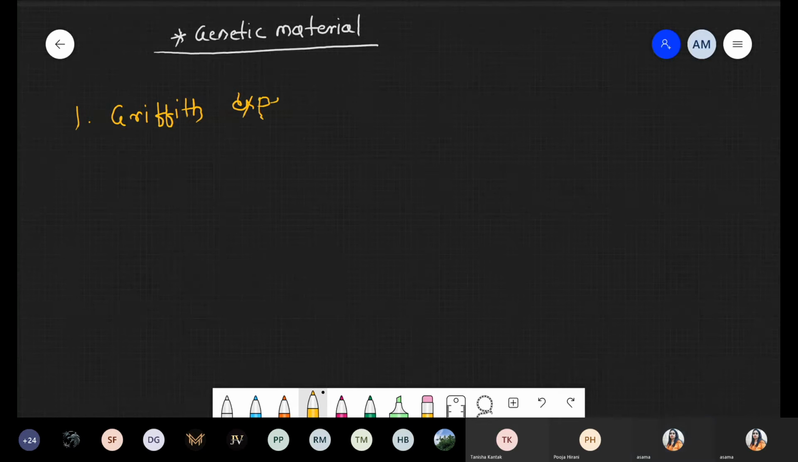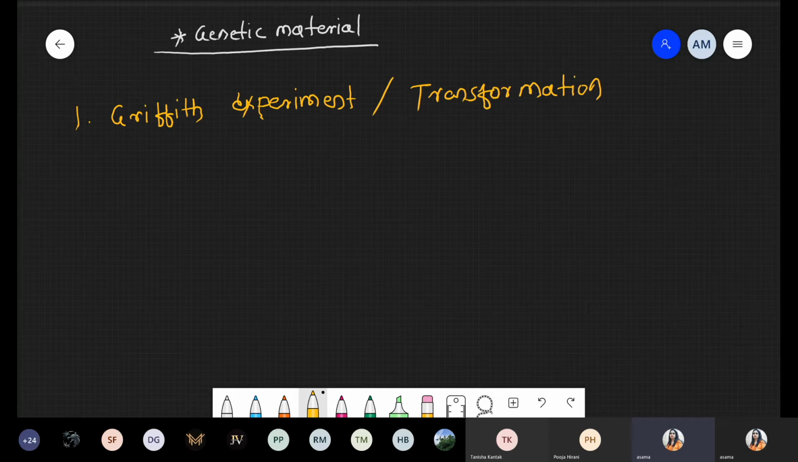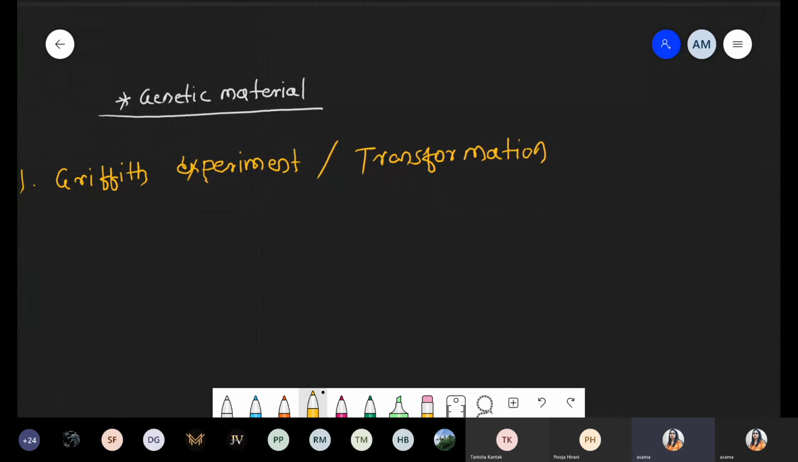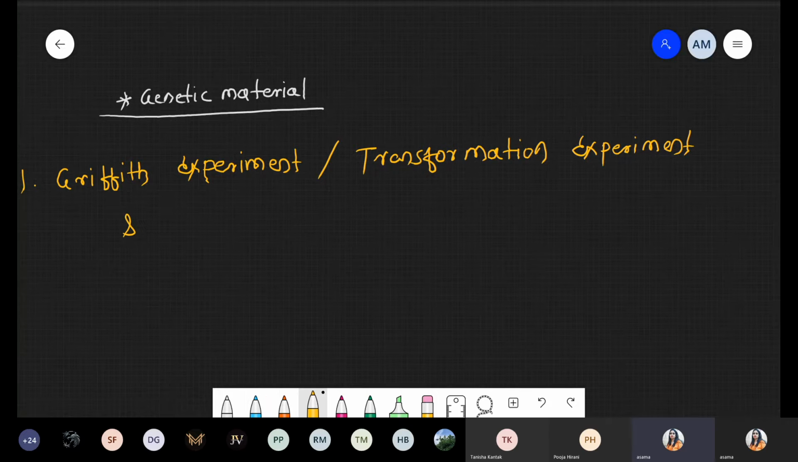First experiment, the Griffith experiment, also called the transformation experiment, because Griffith first explained the process of transformation, how DNA is transferred from one cell to another, from one bacteria to another bacteria. That is the transformation experiment. Now we talk about the scientist who discovered this experiment first. The name of the scientist is Griffith.